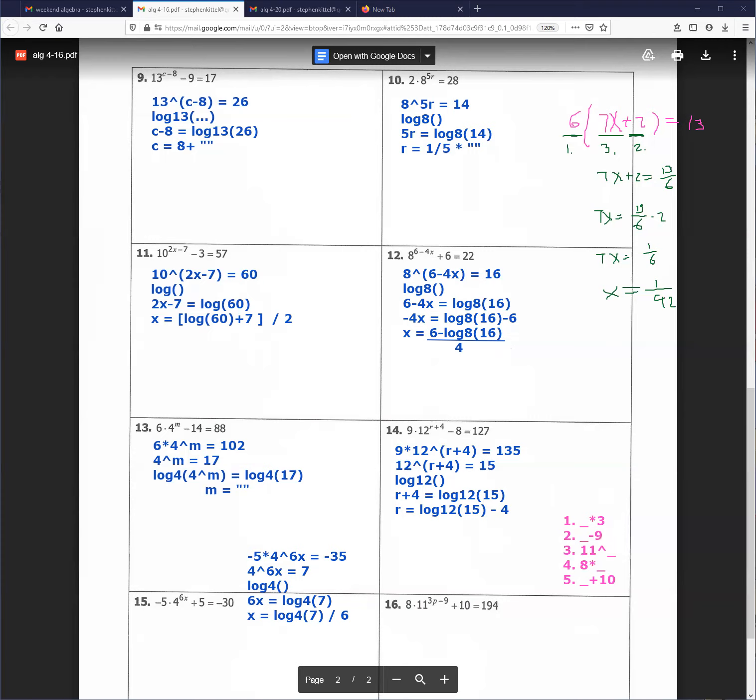So in order to solve this, we've got to go in the backwards direction. We're going to start off by getting rid of the plus 10. So we have 8 times 11 to the 3p minus 9 is equal to, we subtract 10, 184. And then we get rid of the 8 times, so we'll divide by 8. 11 to the 3p minus 9 is equal to 184 divided by 8. Can I do that in my head? That's 160 plus 24, 23. Okay. Then we're going to get rid of the 11 to the by using log base 11.